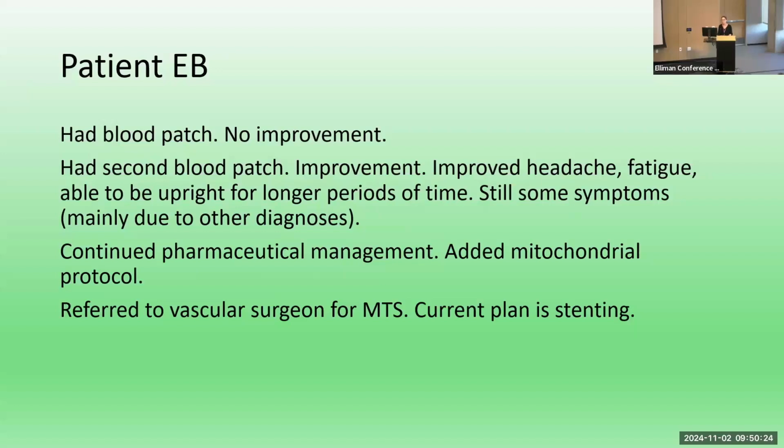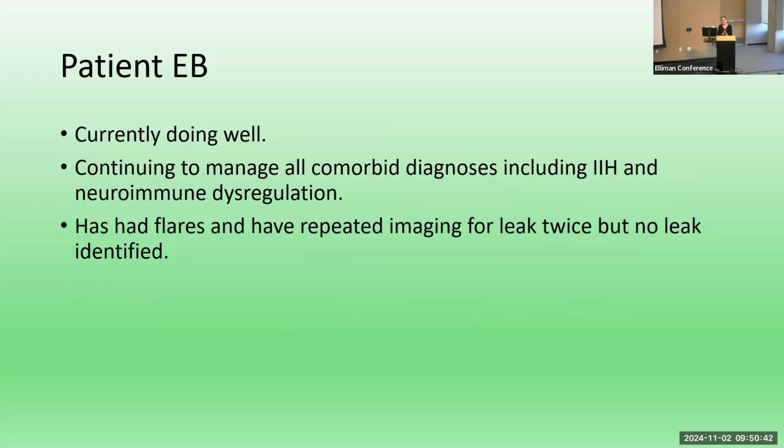He still had some symptoms, but mainly due to the other diagnoses that existed. Continued pharmaceutical management, added mitochondrial protocol, because I had done a muscle biopsy at this point and had found some problems with his electron transport chain. So we added some mitochondrial support, referred to a vascular surgeon for the May-Turner syndrome, and the current plan is stenting. He is currently doing okay.